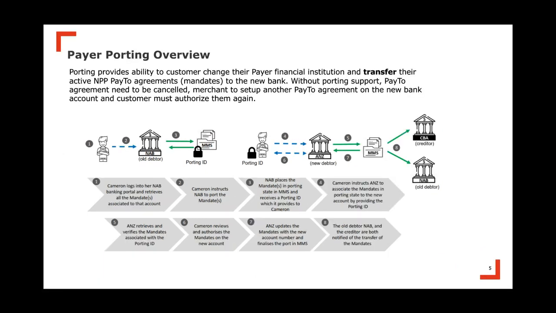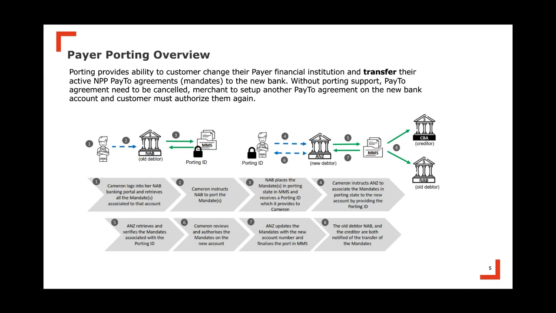The thing with a porting ID is that it can have a single agreement or multiple agreements linked to it. So you can have a single porting ID covering all the agreements that the customer has with the institution. Then the customer goes to the new financial institution and says, I want to port my agreements to your bank. The new bank takes the porting ID and does a search through Cuscal to the MMS, and the MMS will return a list of agreements linked to that porting ID.